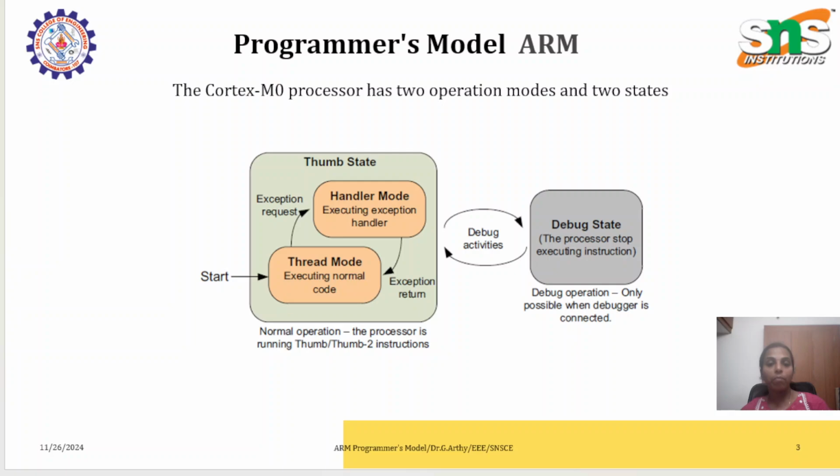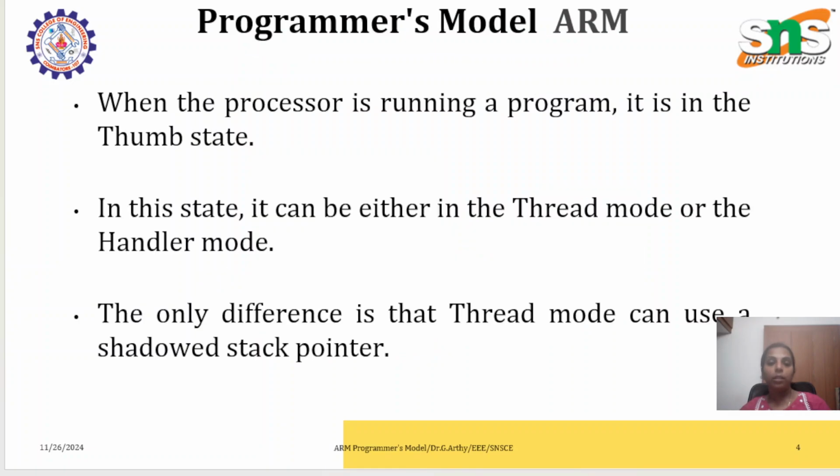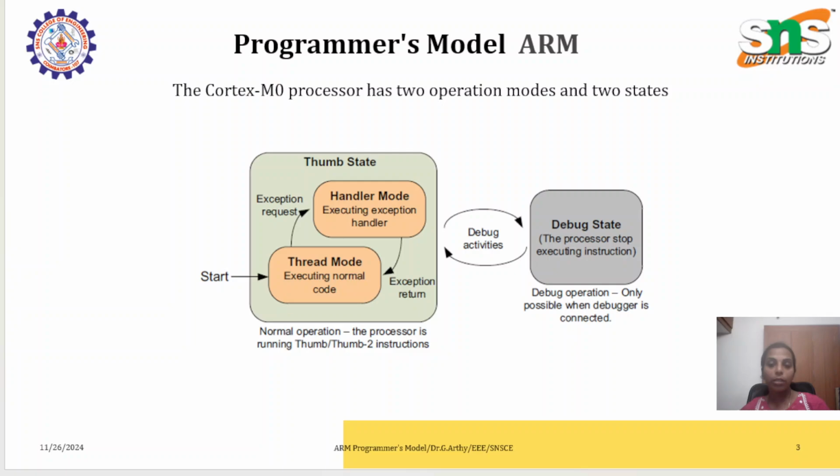So when a program is executed, which state will it be in, or which mode will it work in? This is what a programmer should know, right? In the programmer's model of ARM Cortex-M0, when the processor is running a program, it is in the thumb state normally. So this is thumb state, this is debug state. If any debug activities occur, then it moves to the debug state, and once complete, it returns back.